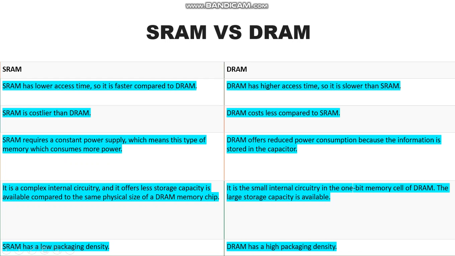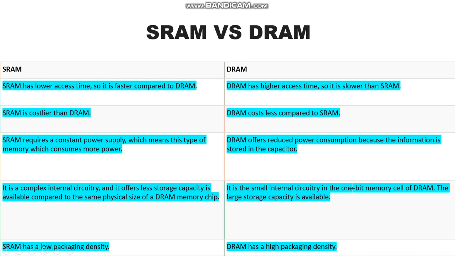SRAM versus DRAM. SRAM has lower access time, so it's faster compared to DRAM. DRAM has a higher access time, so it is slower than SRAM. SRAM is costlier than DRAM. DRAM costs less compared to SRAM. SRAM requires a constant power supply, which means this type of memory consumes more power. DRAM offers reduced power consumption because the information is stored in the capacitor.